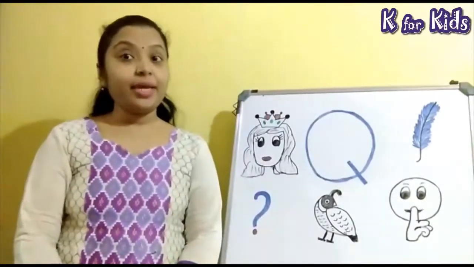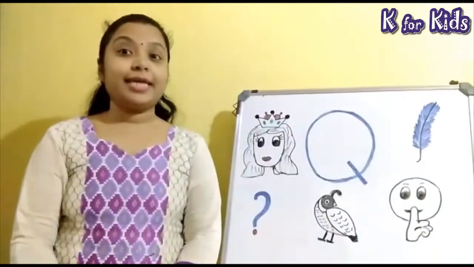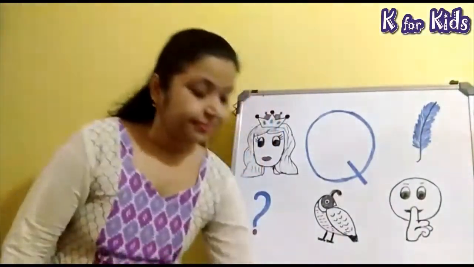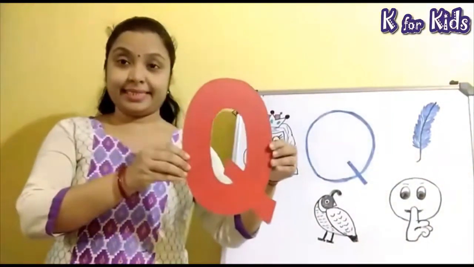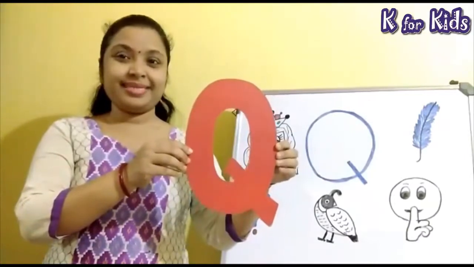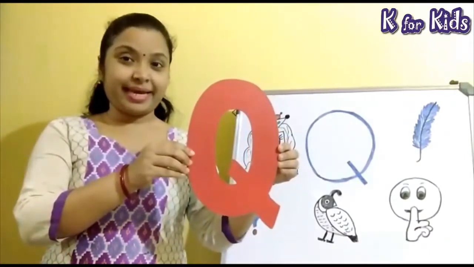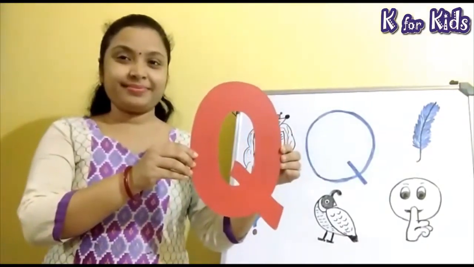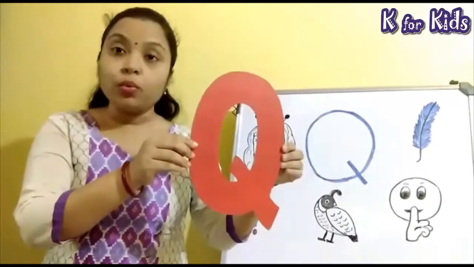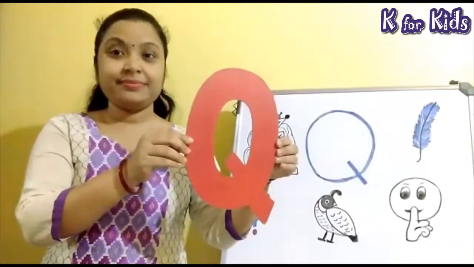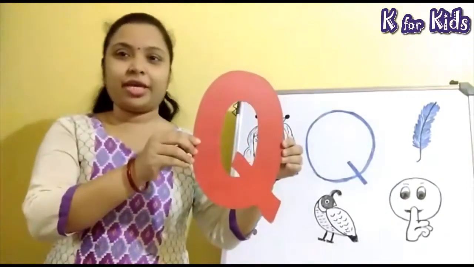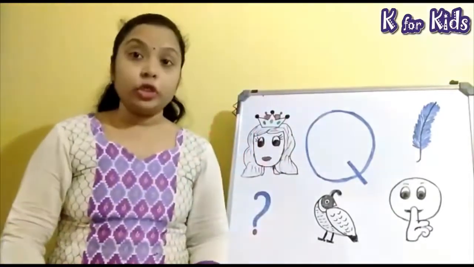Children, today we will learn the alphabet Q. This is the alphabet Q. Come on, children, say with me. Q. Q. Very good. Now look on the board.